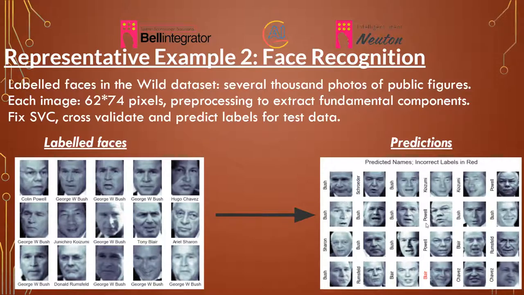As you can see in this example, support vector classifiers work really, really well. There's only one picture of Bush that is classified as Blair that is incorrect, shown here in red. Everything else is absolutely correct, and it works really well out of the box. So image recognition, face recognition is actually an important industry application of support vector machines, as I'll show you in the next slide in a minute.